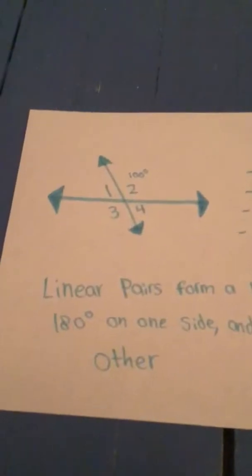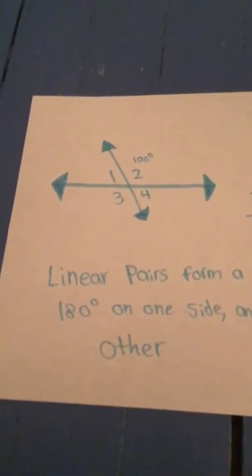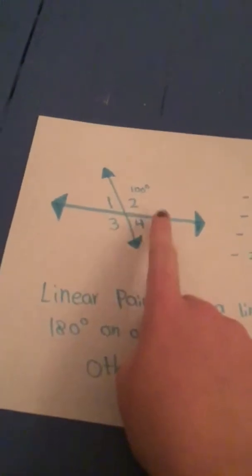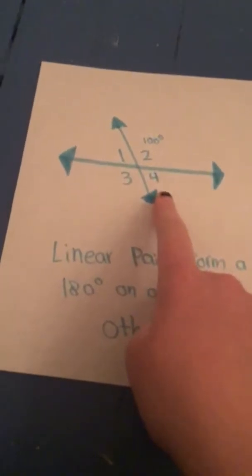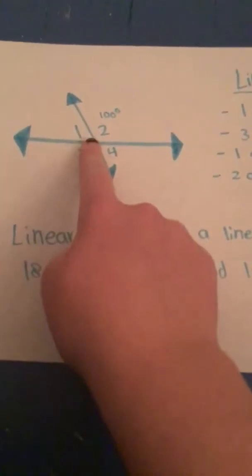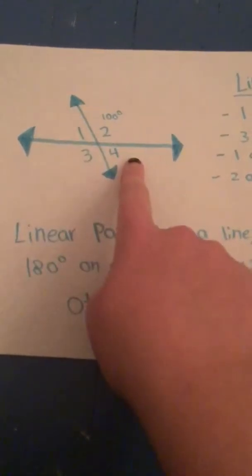This means that 1 and 2 add up to 180 degrees, and you can figure this out because we're given that angle 2 is 100 degrees, so that means that angle 1 is 80 degrees because 100 plus 80 is 180. And since angle 4 is vertical to angle 1, and angle 1 is 80, and vertical angles are the same measure, that would mean that angle 4 is also 80 degrees.